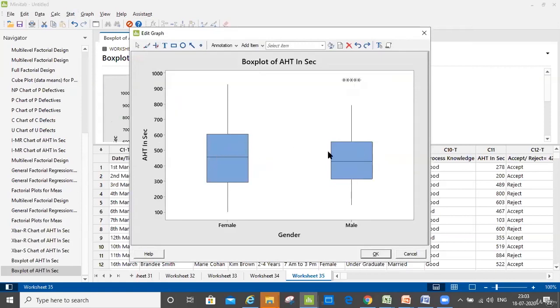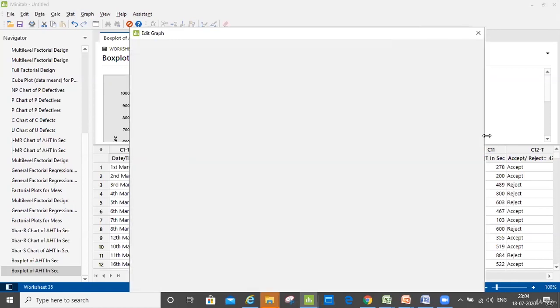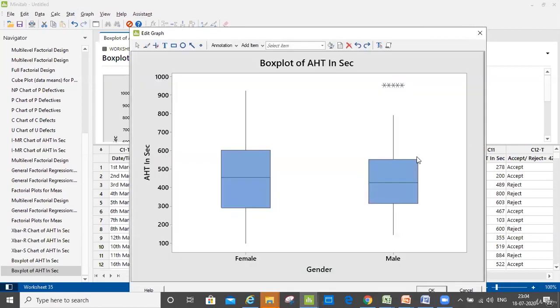Now I'll be able to compare which of these two groups is having more variance. And if yes, where we need to focus on. So that criteria is to be checked with the help of IQR. The higher the IQR is, it is not better for the process. The lower the IQR is, the better it is.